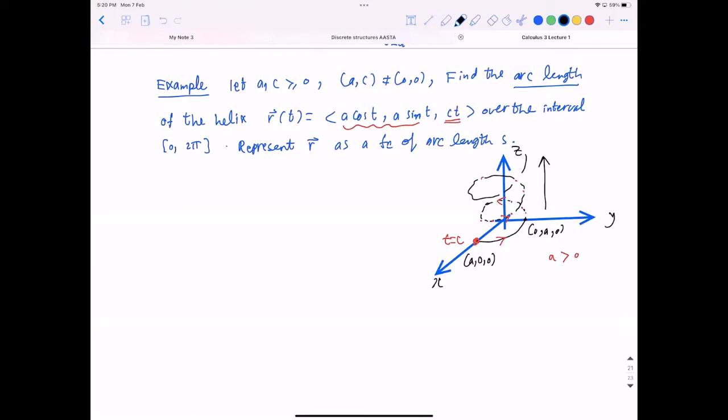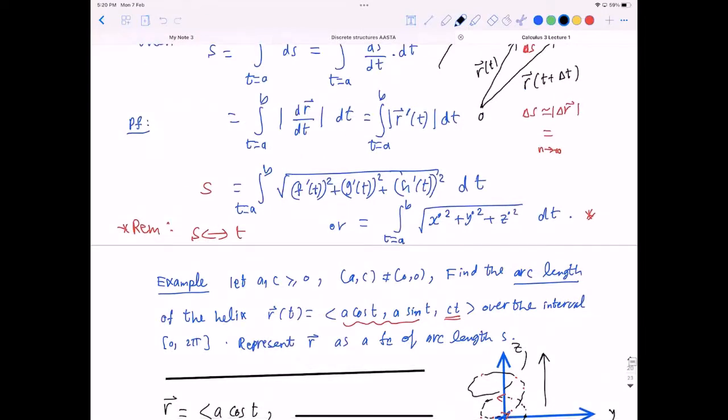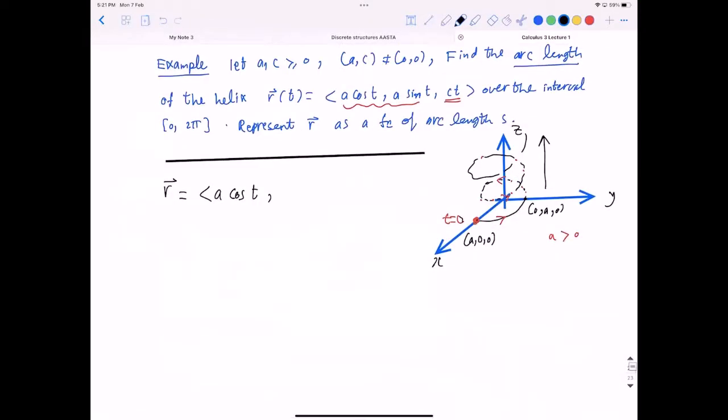Now we need to find the arc length of this curve in some interval from T equals 0 up to T equals pi. Here T equals pi over 2, when we get cosine 0 and sine 1. Now let's find, this is R, A cosine T, A sine T, C T. Let's find the derivative. Why the derivative? Because the formula is modulus R prime dt. That's it.